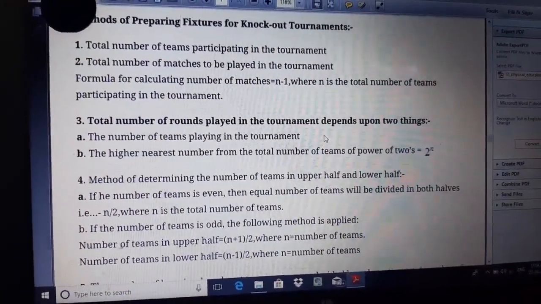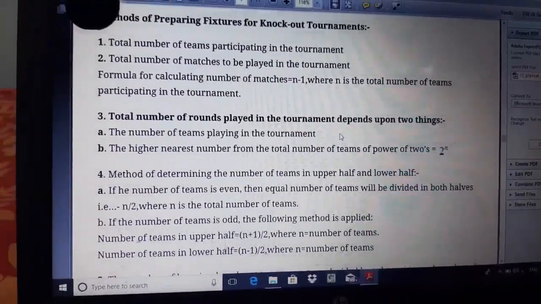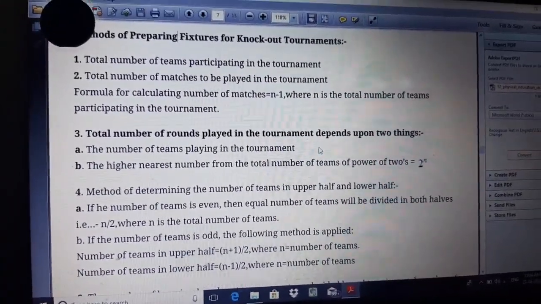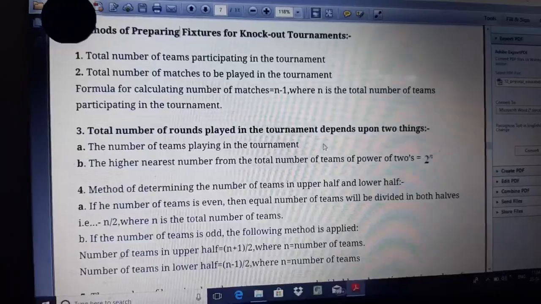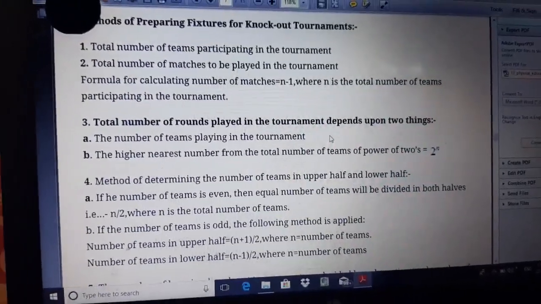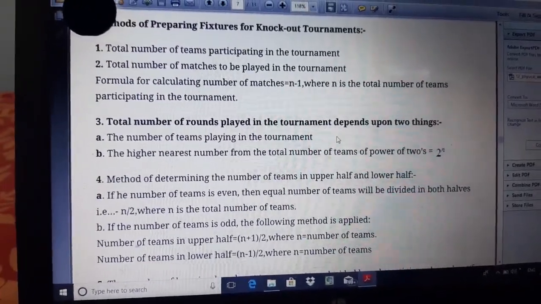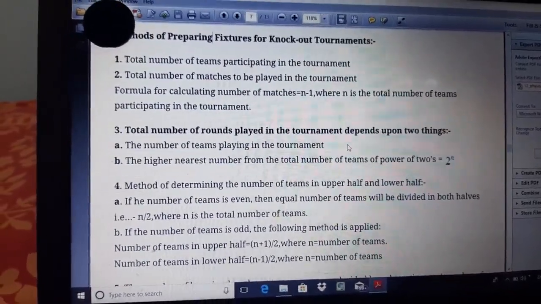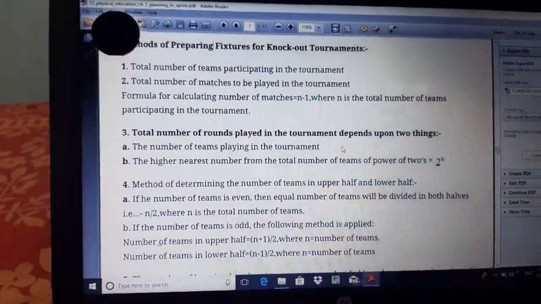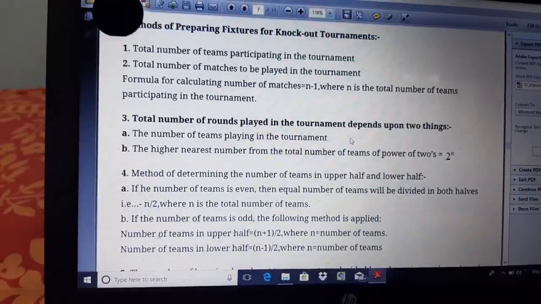Okay, 11 minus 1. I am not going to play with myself, I am going to play with other teams. So if there are 11 teams, obviously the number of matches will be 10, because I am not going to play with myself, I am going to play with the other 10 teams. Okay, so that is okay.